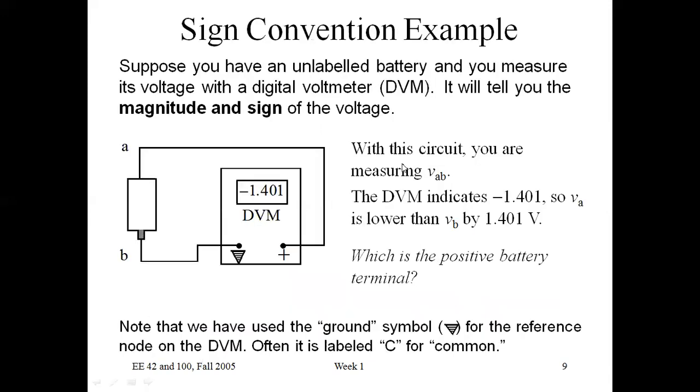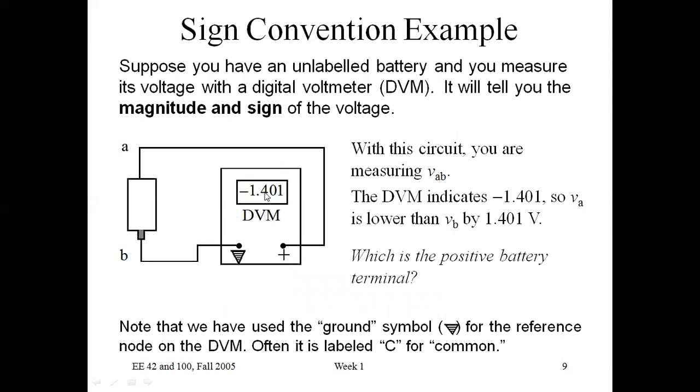now the sign conventions. Suppose you have an unlabeled battery. Here a battery source is there. You don't know which one is the positive terminal and which one is the negative terminal of that battery, and you have to find it out. So you measure its voltage with a digital voltmeter. The digital voltmeter itself will tell you the magnitude and the sign of the voltage.